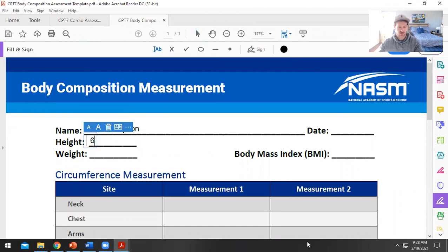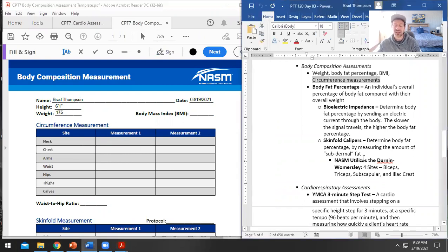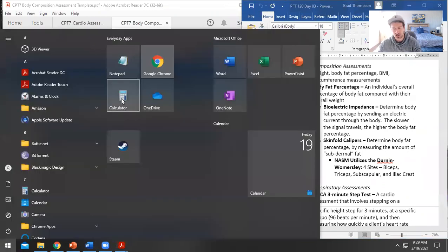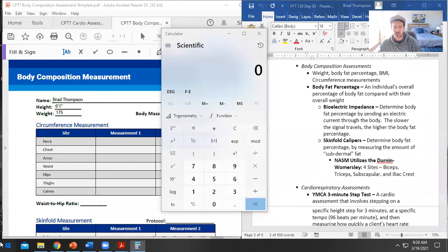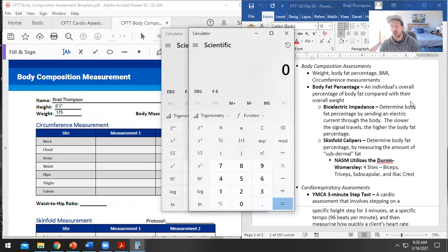So that's going to be 6 foot. It's a 6'1", weight about 175 pounds. Today's date, 3/19/2021. Body mass index. So we got to calculate body mass index, right? That is going to be weight in kilograms divided by height in meters squared. I know I've said it 100 bajillion times, but you do want to get it memorized. I'm going to cheat a little bit and do the dumb American version, and we're going to do it in inches here. So 6'1", that is 73 inches.